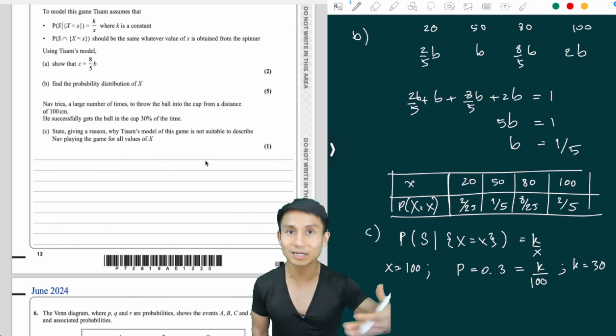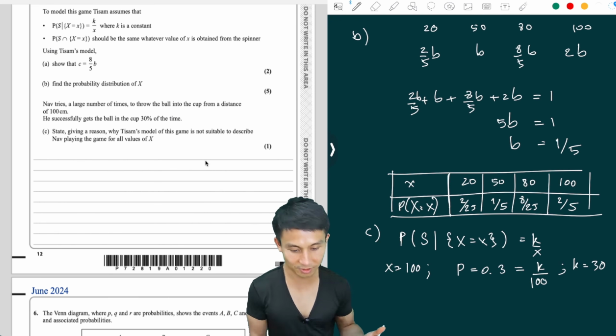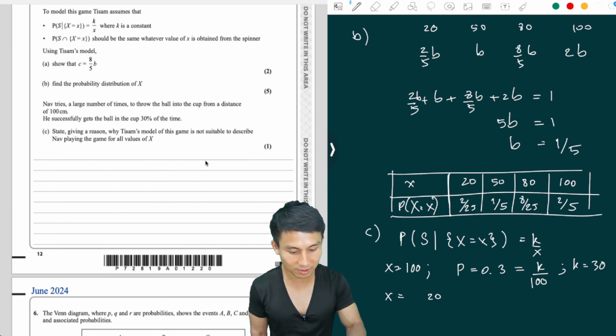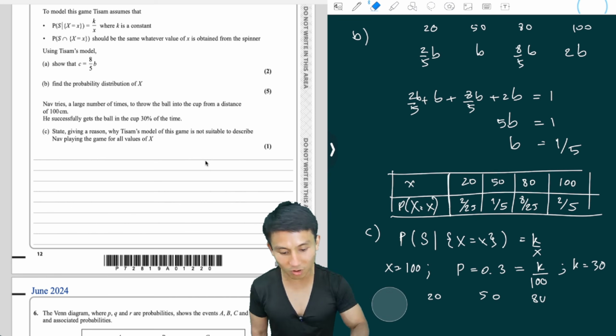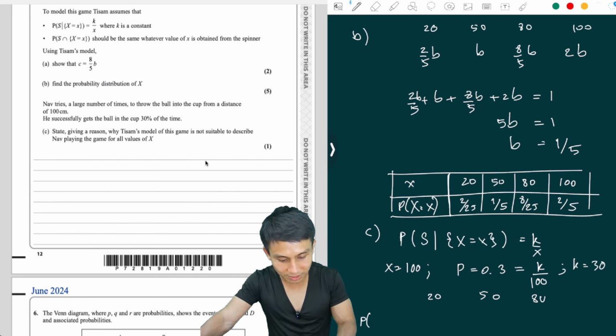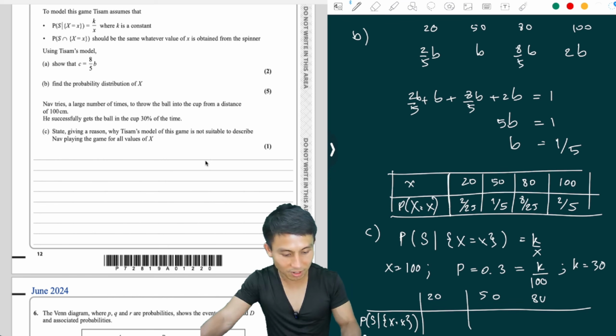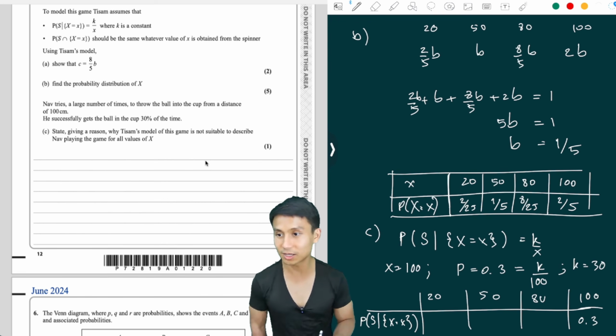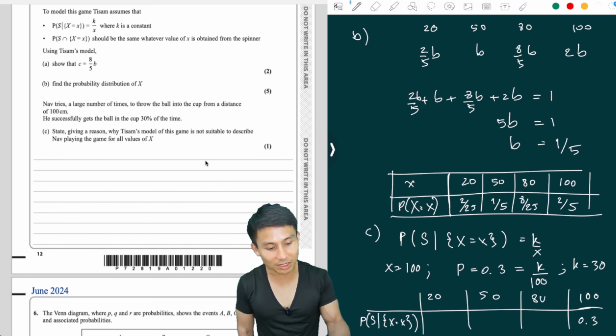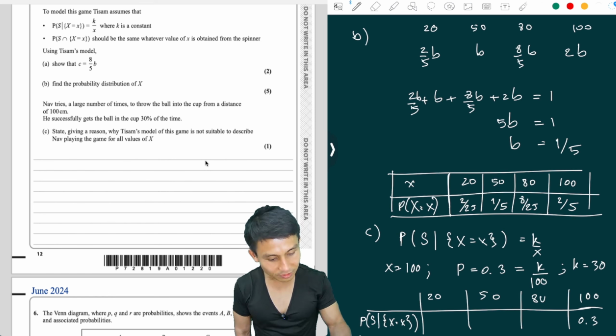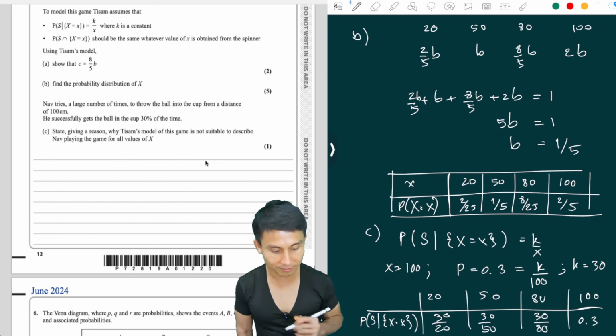Okay, and to follow Tisam's model, k needs to be a fixed value, right? So we're going to try for other values. So I'm going to say here x equals 20, 50, and 80. We're going to try for all other values, right? The probability of s given that x equals x will be what? We already got the value of k, right? So we're going to try do for all of them. We already know for the 100 it's going to be 0.3 here if we use that formula, right? And we now get k to be 30, so we're going to do 30 divided by x. Let's do from the right, yeah? So 30 divided by that, 30 divided by that, and 30 divided by that.